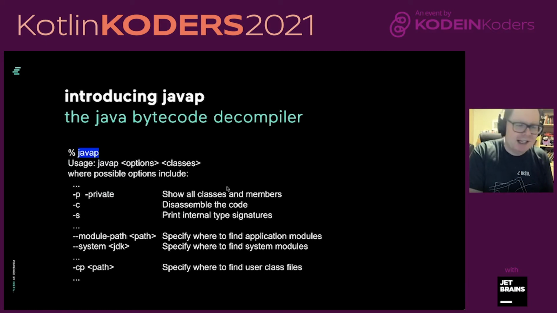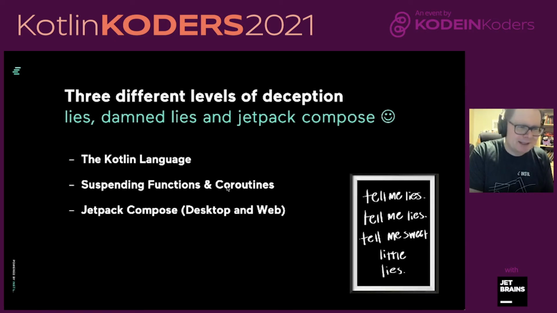So if you're not acquainted with javap, I would really encourage you to go out and play with it. It's really good fun. So we're going to look at three different levels of lies, okay? We're going to look at lies told within the language itself. Then we're going to look at the lies told whenever suspending functions and coroutines are being implemented. And finally, we're going to look at lies within Jetpack Compose. Yeah, so three different levels of deceit.